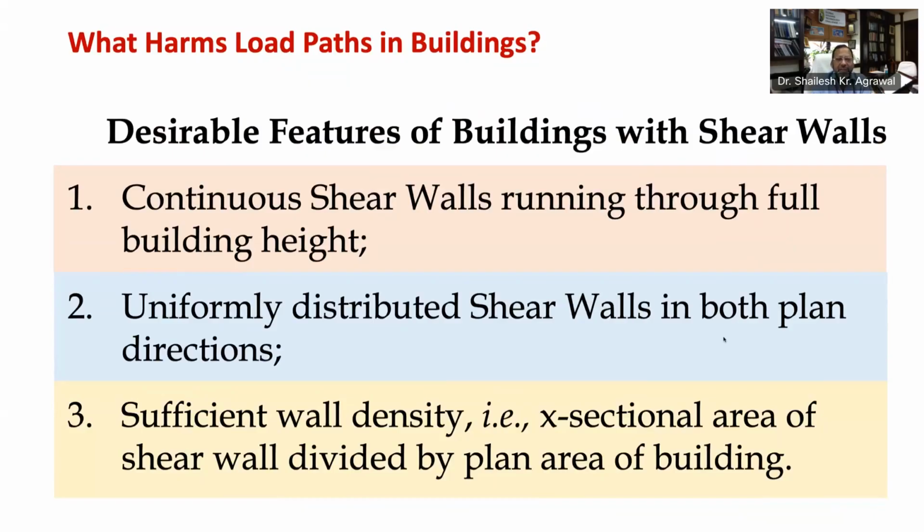Some of the desirable features of buildings with shear walls include continuous shear walls running through full building height, which generally offer a direct load path for inertia forces collected from horizontal diaphragms at different floor levels to be carried down to the foundation. Uniformly distributed shear walls in both plan directions, and sufficient wall density, that means total cross-sectional area of these walls in plan as a percentage of plan area of the building.